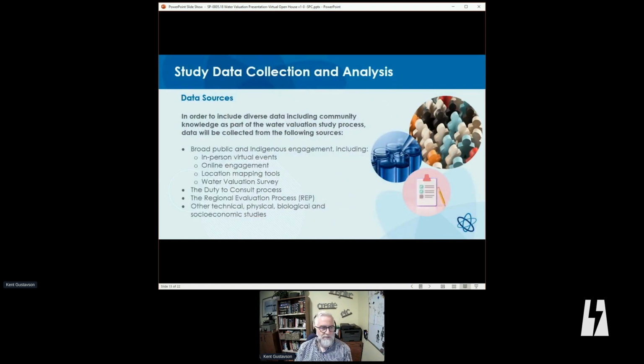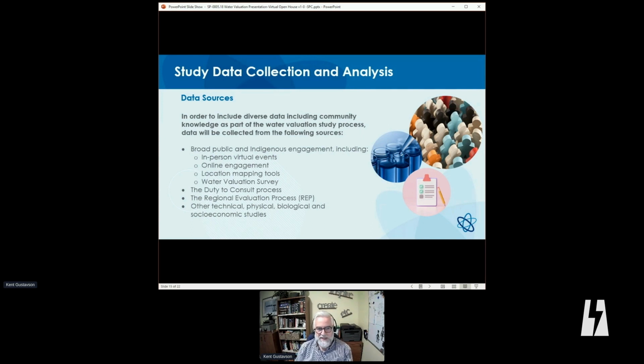Some of the data sources we're going to use. First of all, we understand the importance of the information from the engagement. So we'll be including information from in-person and virtual events such as this. The comments people leave and information people provide during these sessions will be considered. Online engagement, and hopefully you've all had a chance to navigate through the online engagement portal and some of the information there and the ways in which you can share your thoughts and views. On that same portal, there's also a mapping exercise. It's a place where you can actually put a pin in a map and identify locations that are particularly important or that you wanted to make known or to share information on.